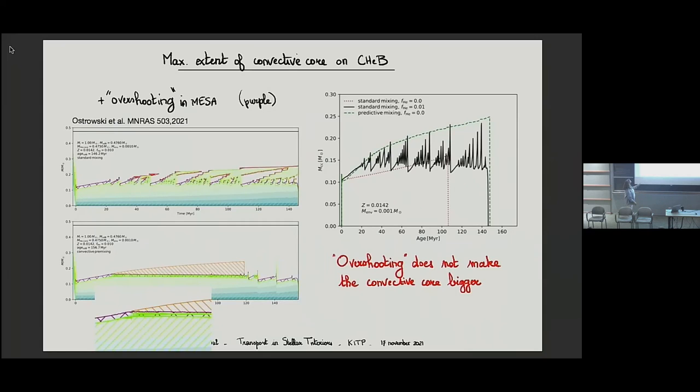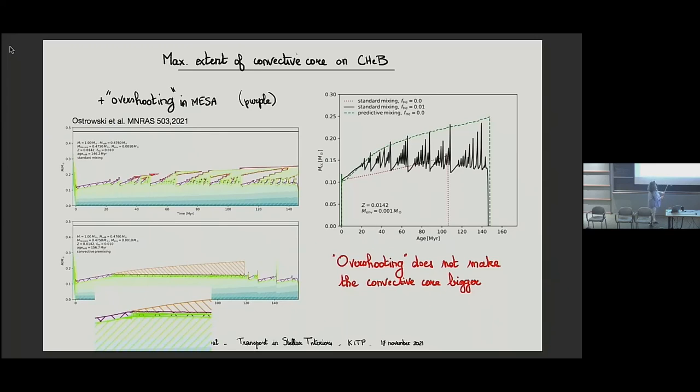So in this case, the purple is the overshoot. The only thing that it does is make all these variations in the core size, it messes things up completely, but it doesn't increase the size of the core. This is even if you use standard mixing, fine zero method, because why not? It doesn't increase the size of the core, it just makes the whole internal profile very messy. So that doesn't work. Up to now, I don't think anybody can make the core during core helium burning bigger than what we have now with the new schemes in MESA and what Constantino did.